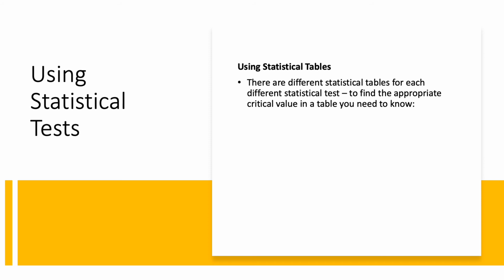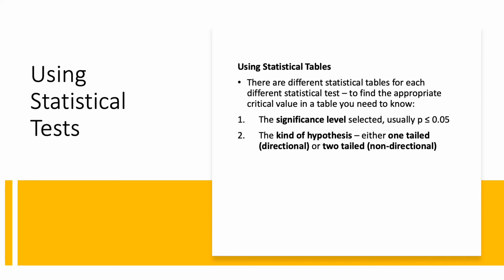There are different statistical tables for each different statistical test. To find the appropriate critical value in the table, you need to know, number one, the significance level. If the exam question doesn't state it, then you can assume that P is less than or equal to 0.05. If it states it, it might be 0.1 or 0.01.